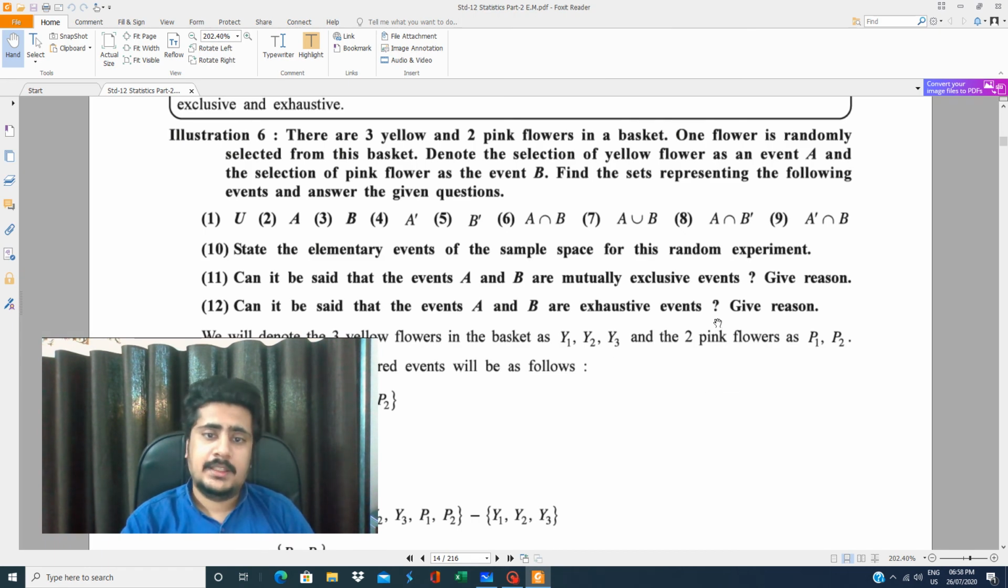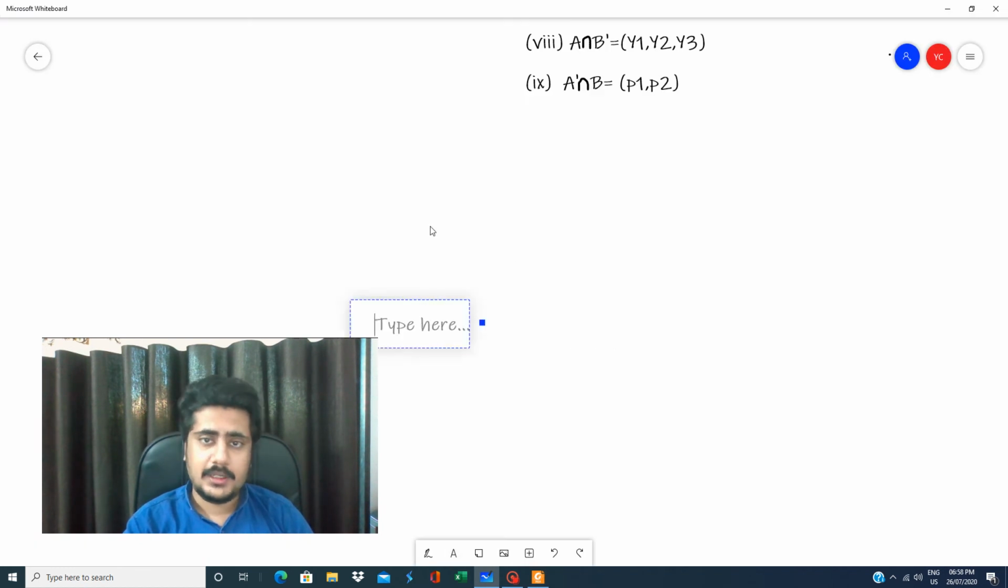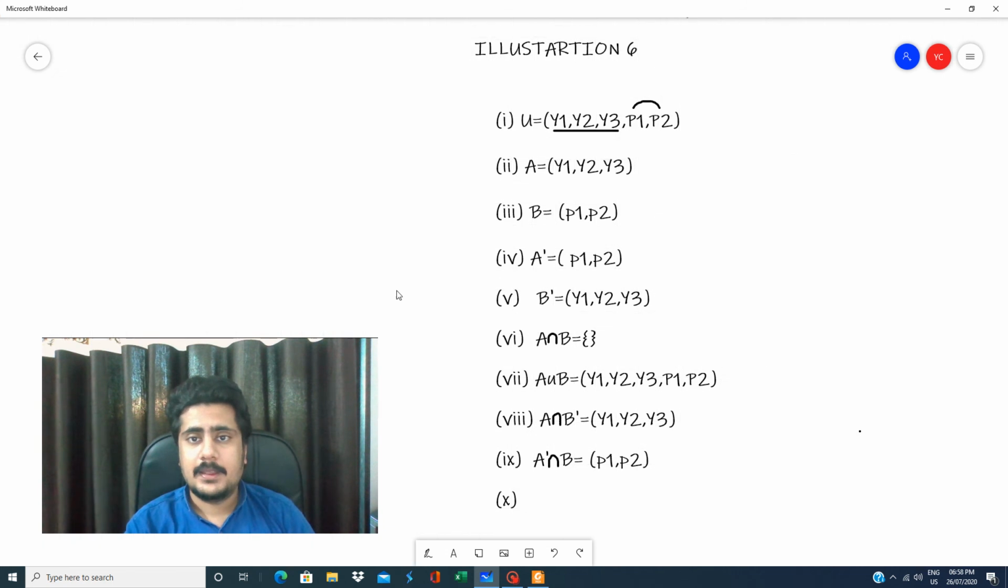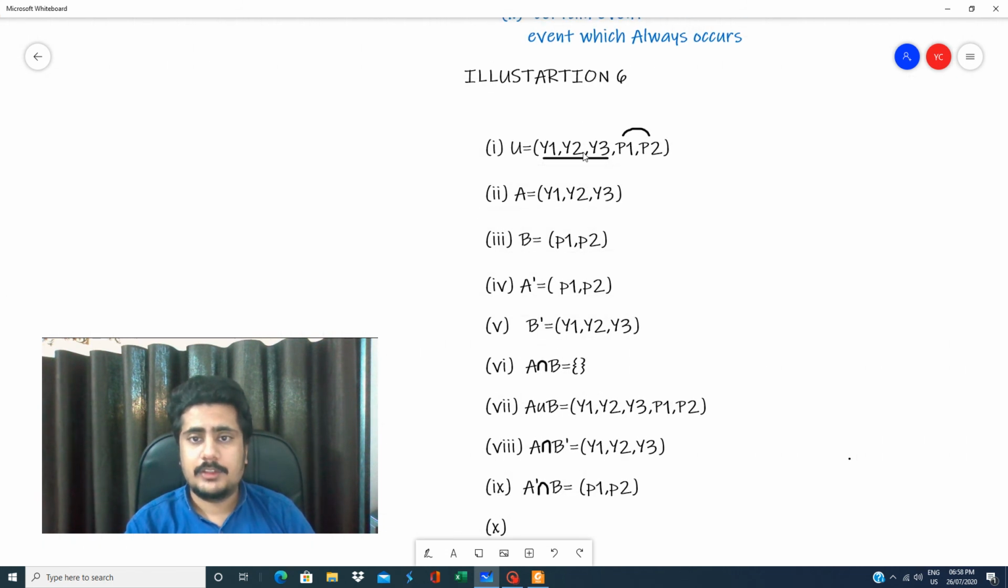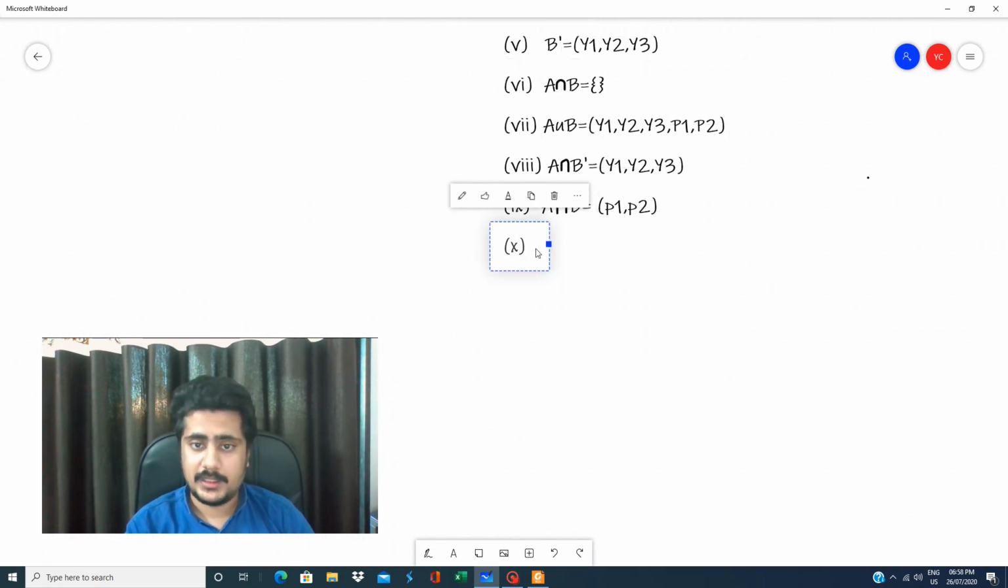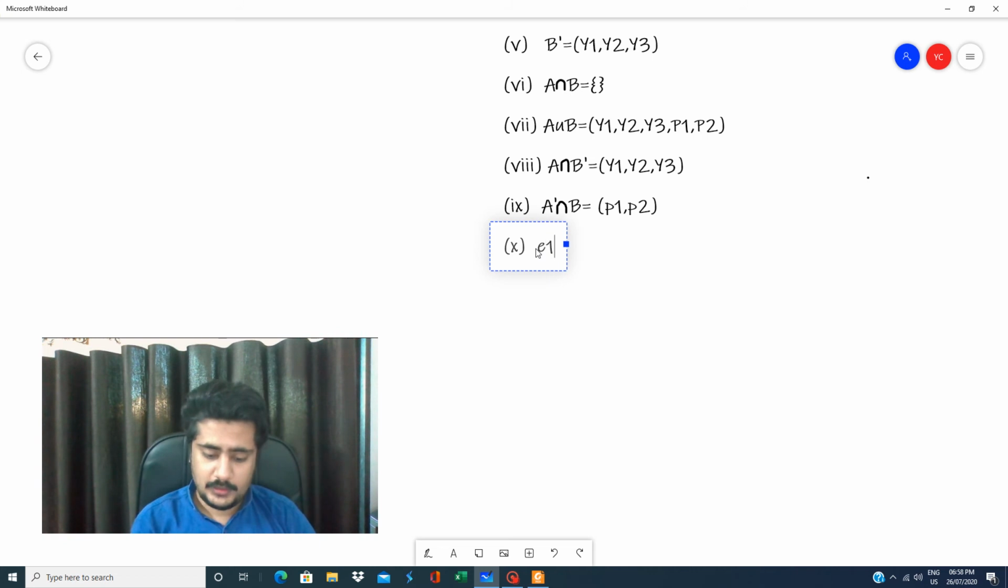Then 10th, state the elementary events of the sample space for this experiment. Now what is an elementary event? I told you that an elementary event means an event consisting of a single element. That means there should be only one element. Now they told you to make elementary events from the sample space. In the sample space you can see there are a total of 5 elements, so there should be 5 elementary events, because in an elementary event there should be only one element. So let us make E1, E2, E3, E4, E5.